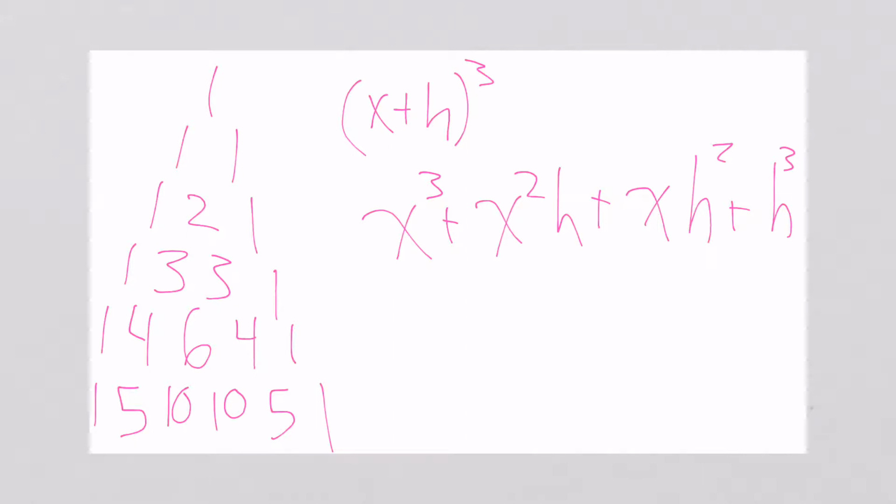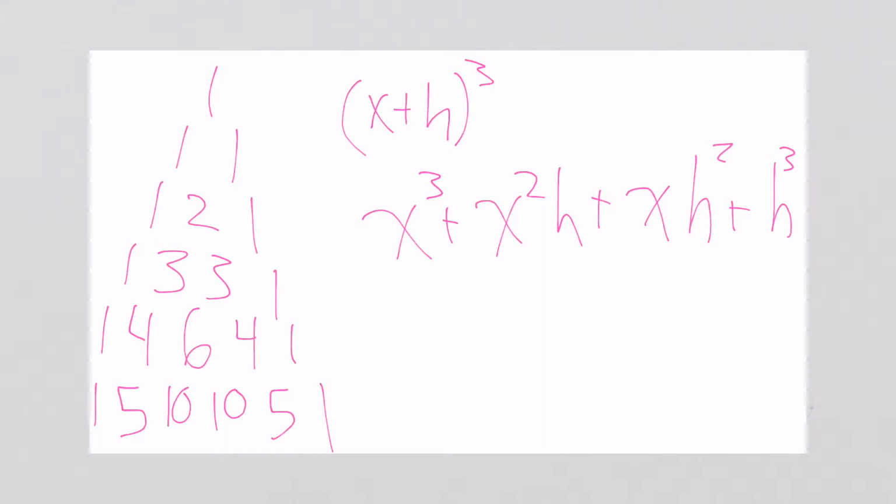So x cubed, well, there's our 3 power. That's why we don't have any h's there. It's like h to the 0. Our next one, x squared times h. Well, h has a power of 1, x has a power of 2, so we get our power of 3. X h squared, x has a power of 1, h has a power of 2, so we get our 3 powers. And the last one, h cubed, we get our 3 powers.